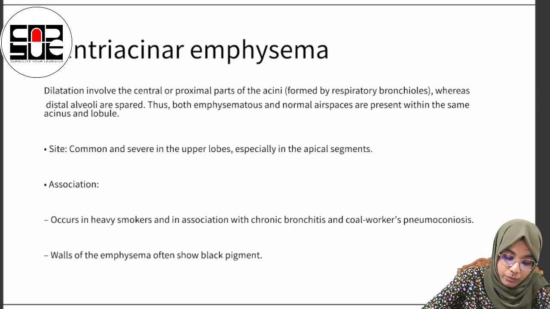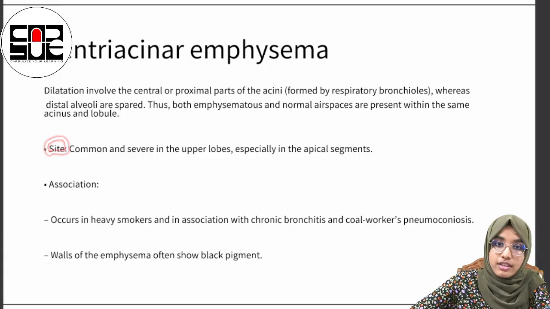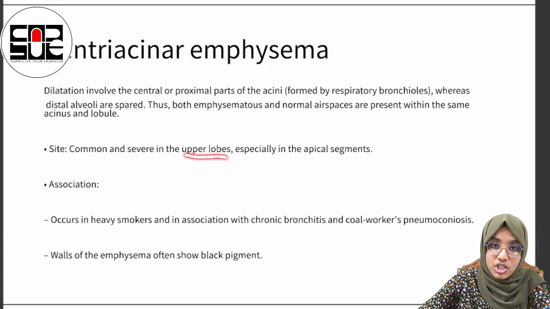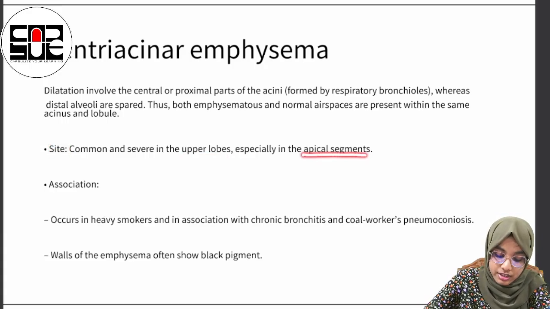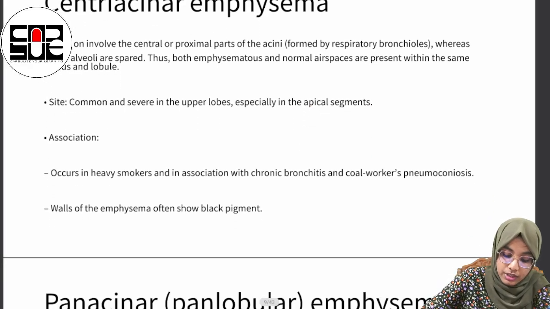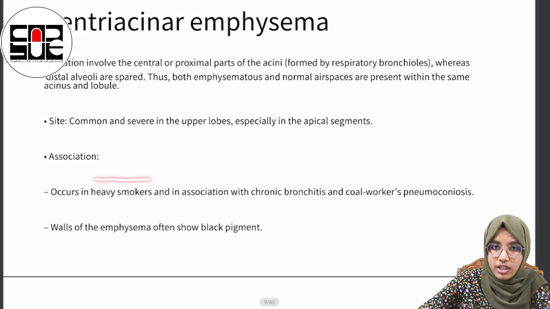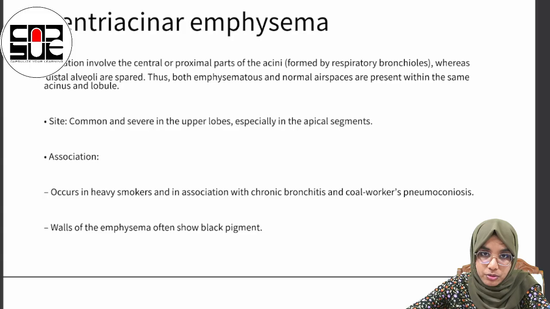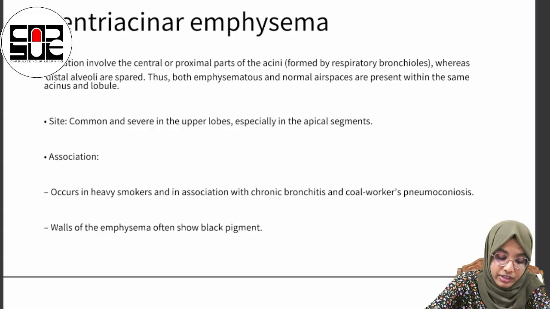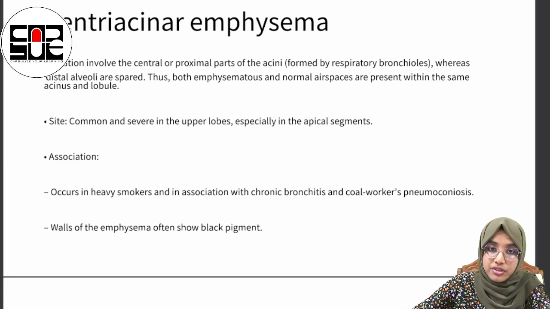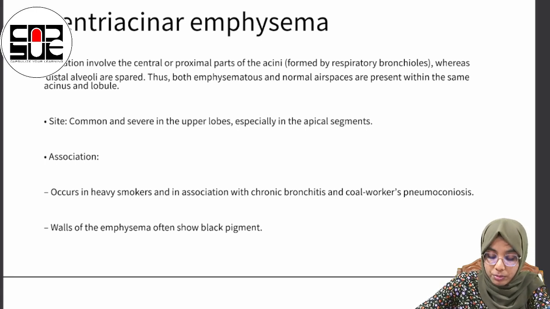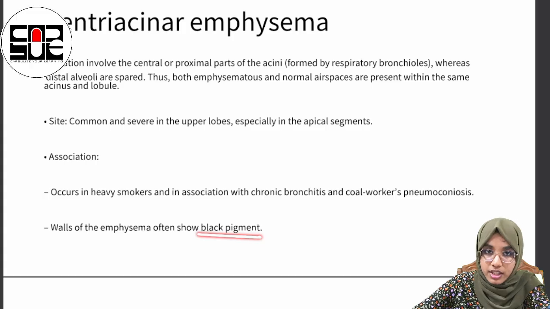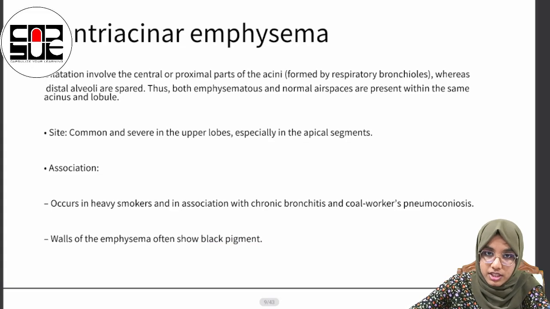And which part of the lung is affected? It is more severe and common in the upper lobes, especially the apical segments of the lung will be affected. And it is associated with heavy smokers, and it usually occurs in combination with chronic bronchitis and coal workers' pneumoconiosis. The case that we discussed before, the patient had a history of 40 pack-years. So he is likely to be having centriacinar emphysema. And also the walls of the emphysematous lobules will often show black pigment in centriacinar emphysema. So that's about centriacinar emphysema.